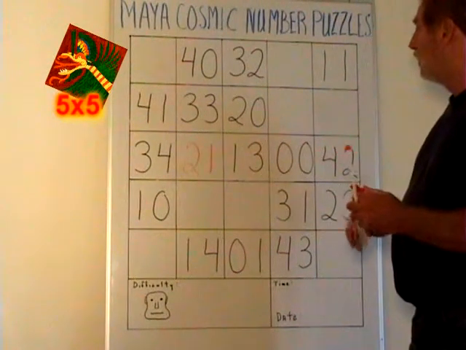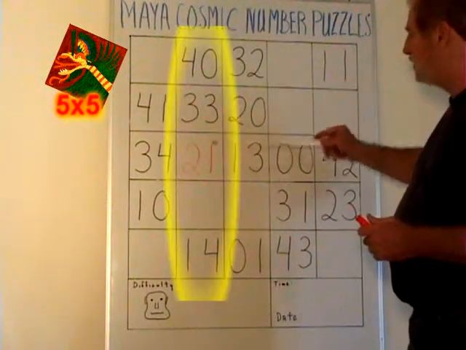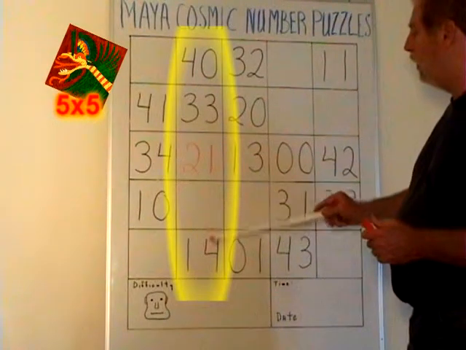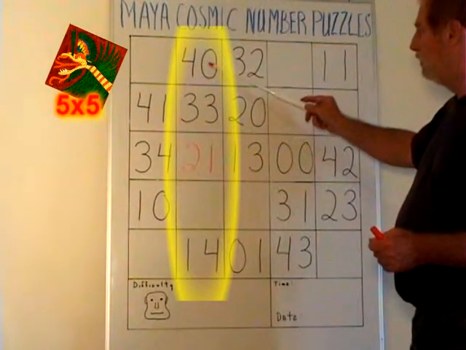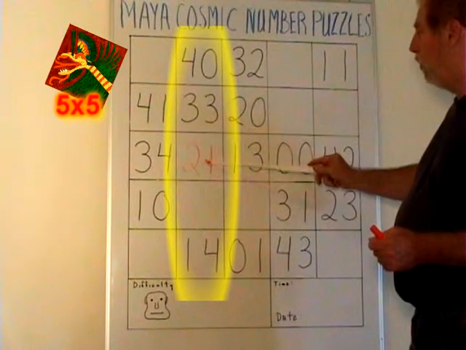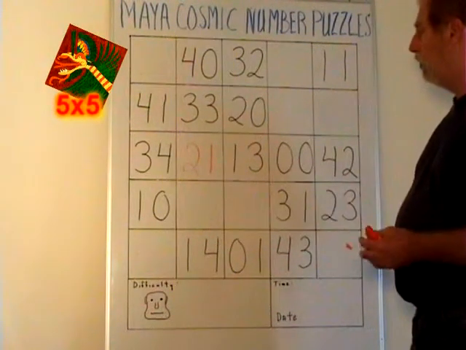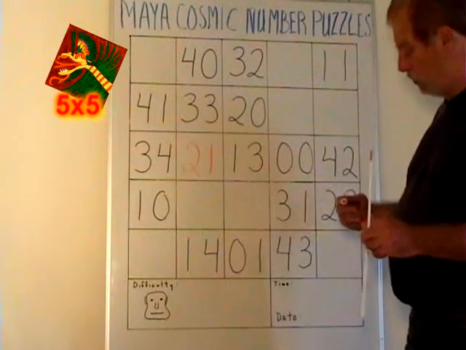Now, I will solve the numbers for this column since it only has one space with no numbers. Again, we have a 0, we have a 3, a 1, and a 4. So we are missing a 2.